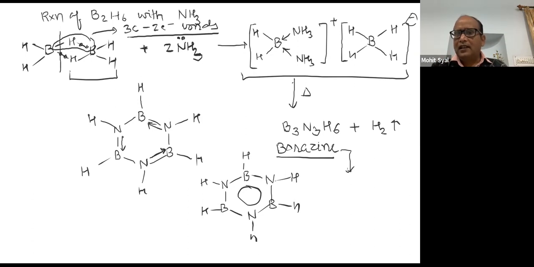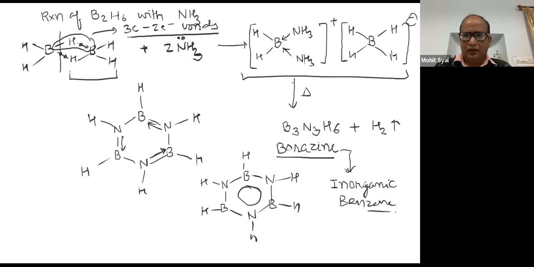So this is borazine, and because of its resemblance to benzene, it is known as inorganic benzene. Inorganic benzene is borazine. It has a structure similar to benzene, having alternate double bonds and single bonds, and these double bonds combine together to form a cyclic donut shaped ring of electrons. Okay. Is it clear? Any doubt in this?